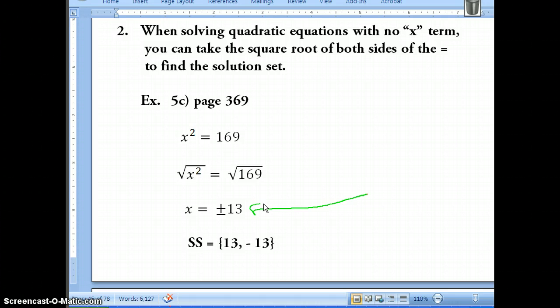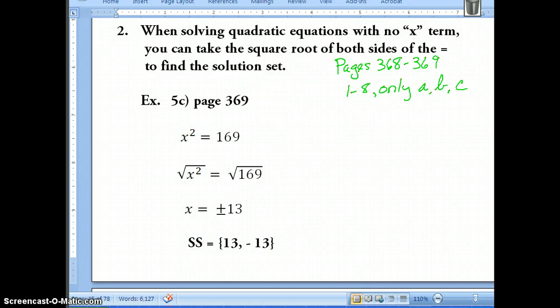Tonight we're going to be dealing with pages 368 and 369. We're going to have you do 1 through 8, but we're only doing the A, B, and C problems on 368 and 369, 1 through 8. So I'm going to do some of the C problems right now, and then you'll do the rest of them when you get into the assignment tonight. Starting with number 1.